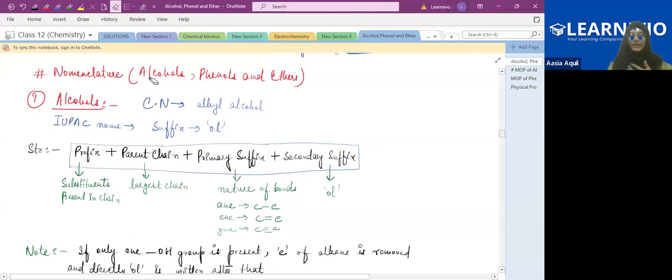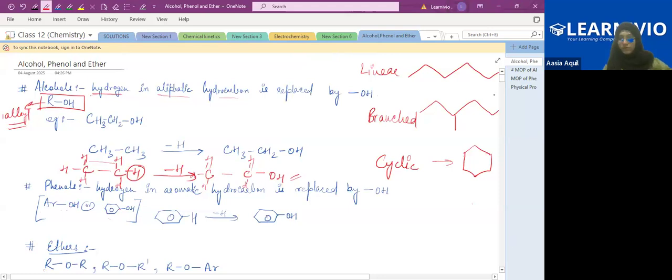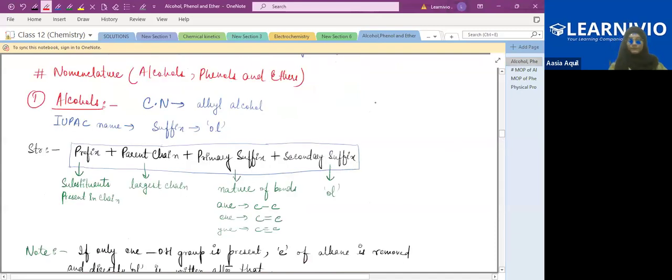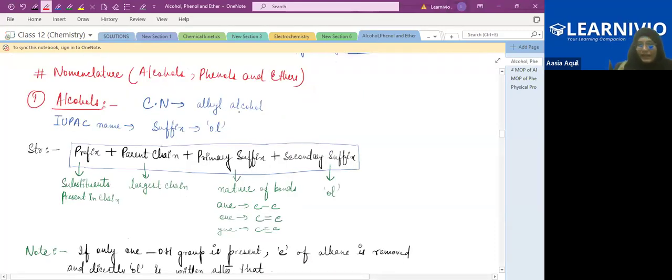Next, write down the heading: nomenclature of alcohols, phenols, and ethers. Individually, we will understand how to name the alcohols, phenols, and ethers. The first one is alcohol. How to write the common name for alcohol? In alcohol, what do we do? We just write the alkyl group first and then alcohol. In this sequence, we write the alcohol name.